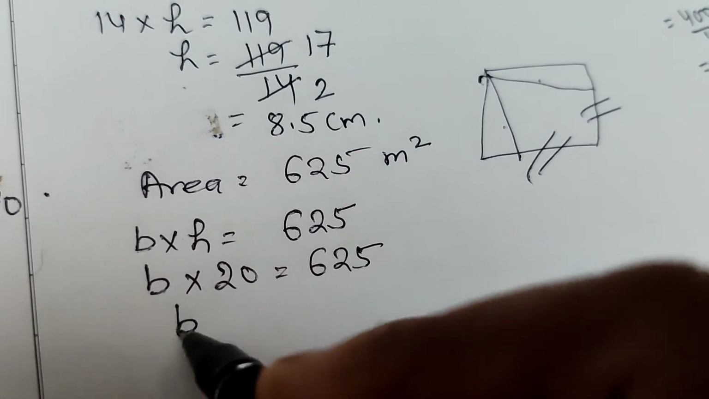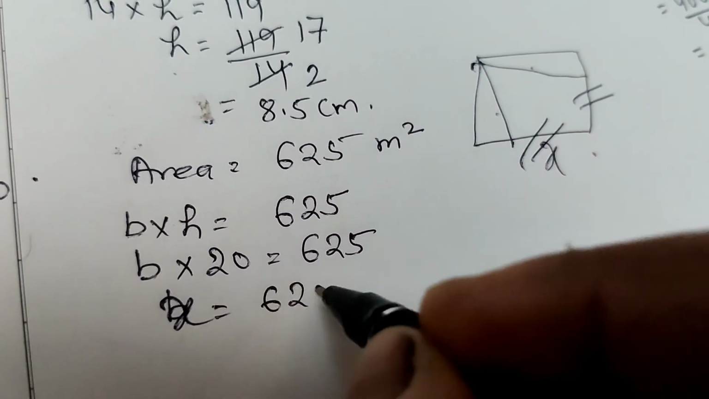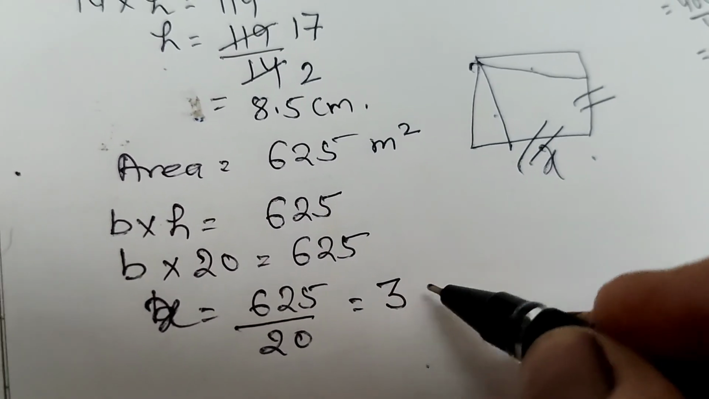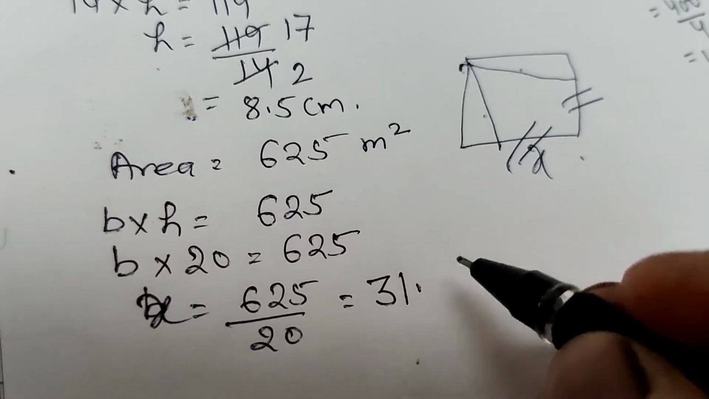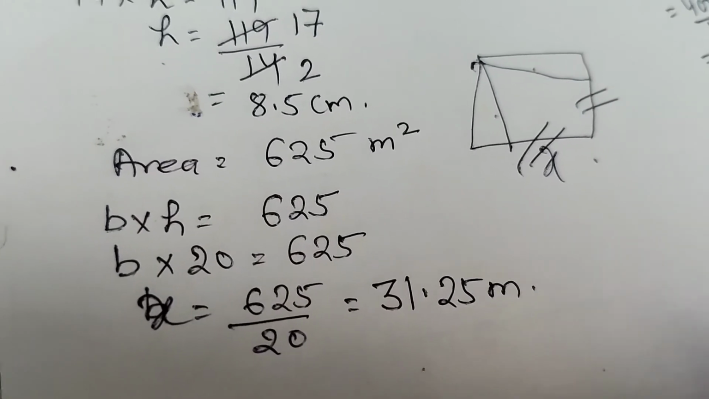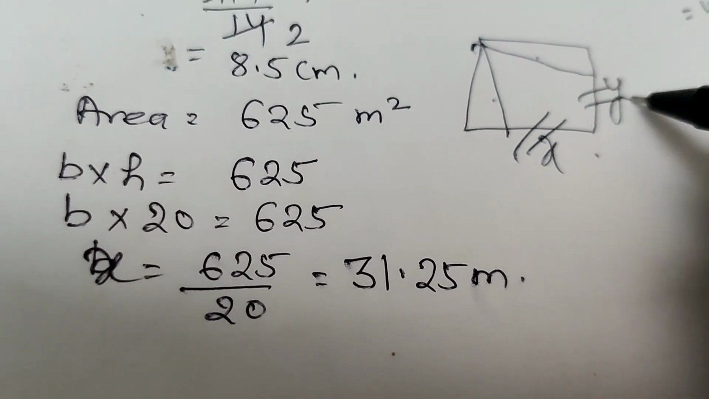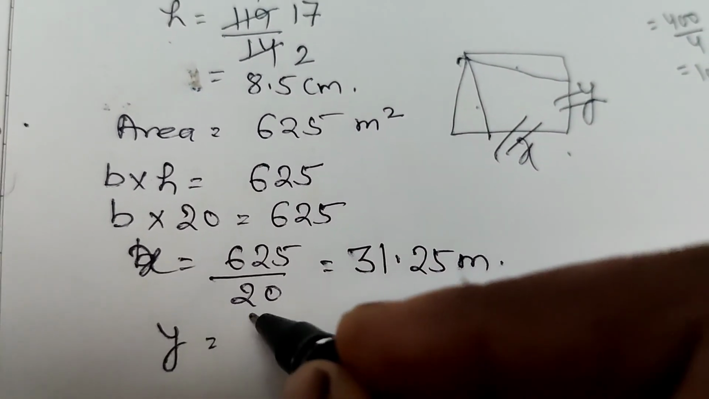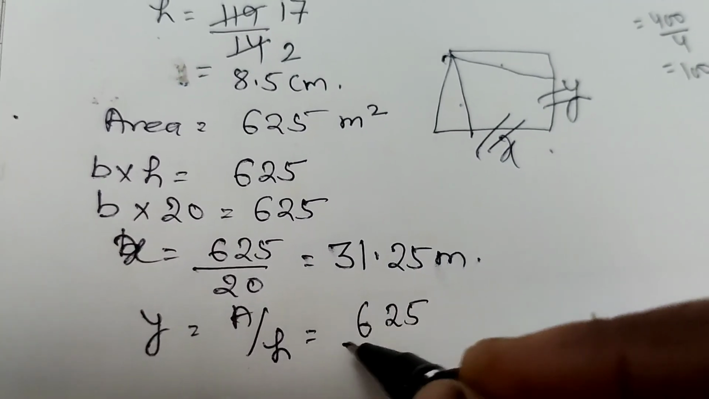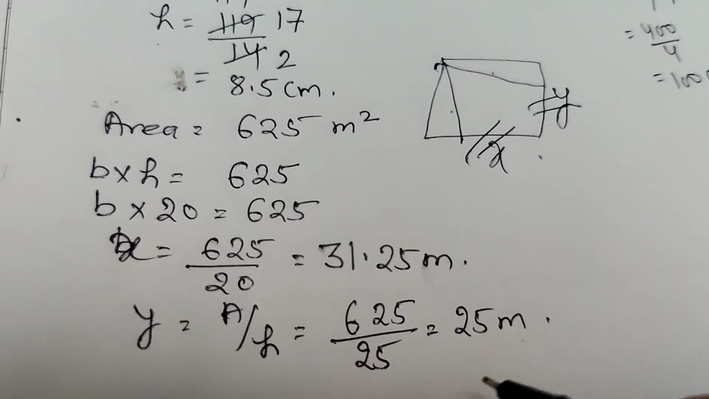Now the first side, you can write first side is x, then 625 divided by 20, which is 31.25 meter. And the other base side, suppose it is y. Y equals area divided by altitude, 625 divided by 25. This is the 25 meter. Okay. Finish.